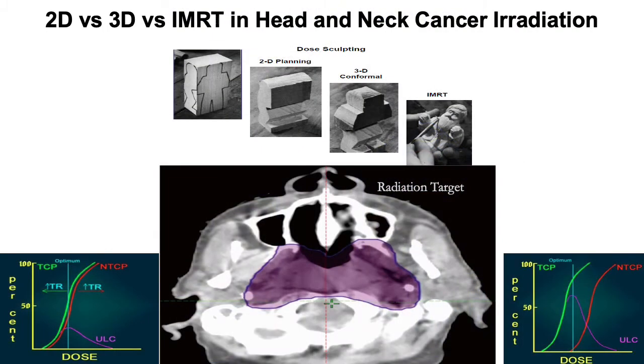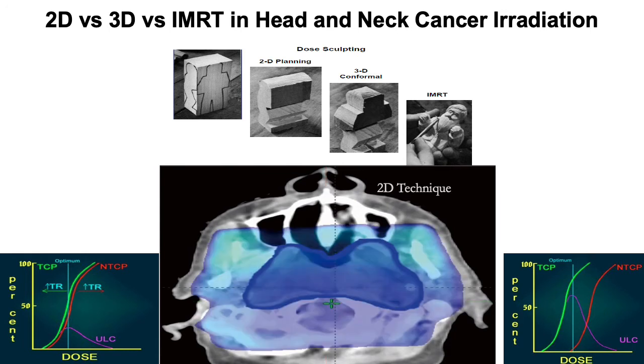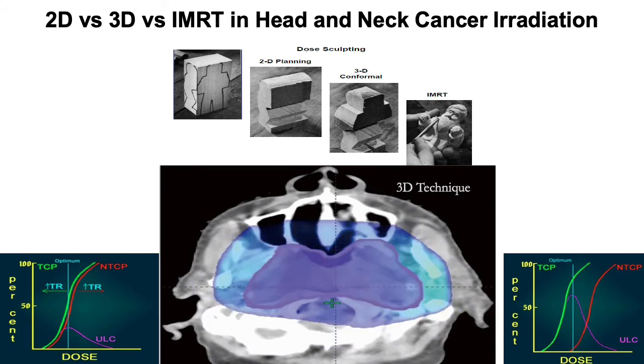This is another example of the difference of treatment plannings using 2D, 3D, and IMRT techniques in a patient with the same target. The target actually is colored purple here. Now, when we do 2D radiation, the blue colored area will get radiation with the same dose of the target. With 3D, this area became smaller, which means that normal tissue affected will be smaller.